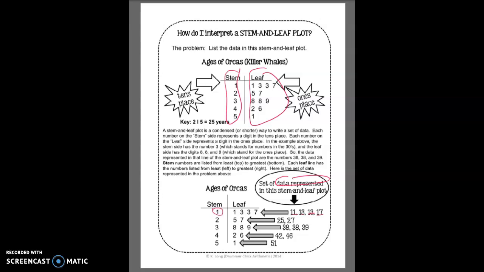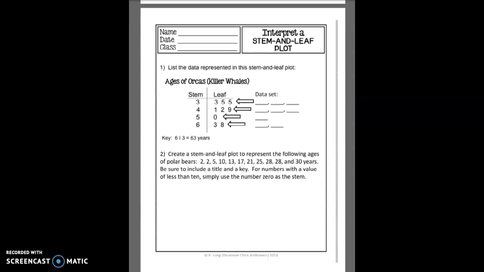Then we have data that starts with 2 or is in the 20s, and we have 25 and 27. Then we have our list of data that's in the 30s, so we have 38, 38, and 39. You can see that here. We have 42 and 46, and then 51. So that's how you read a stem and leaf plot.